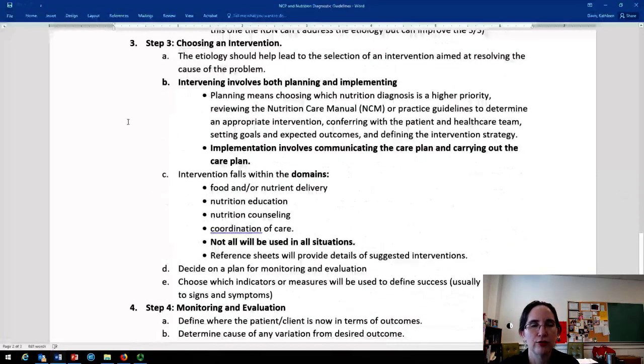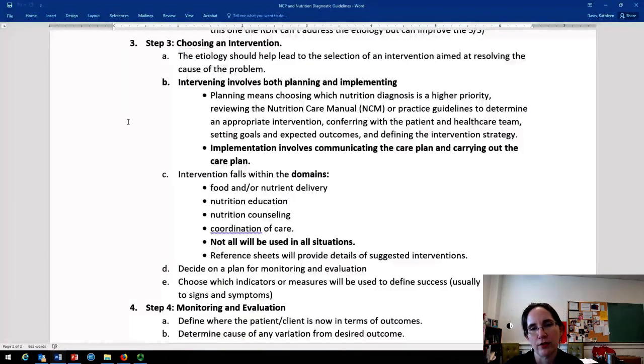Almost finally, you choose an intervention. Your etiology should help inform your intervention. In other words, if you've chosen, let's say, an intake type diagnosis and your etiology relates to poor appetite, then you're going to want to have an intervention that addresses that appetite in some way.